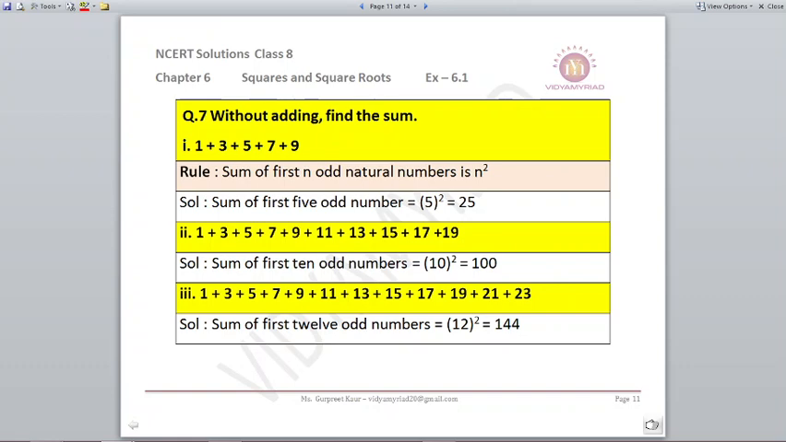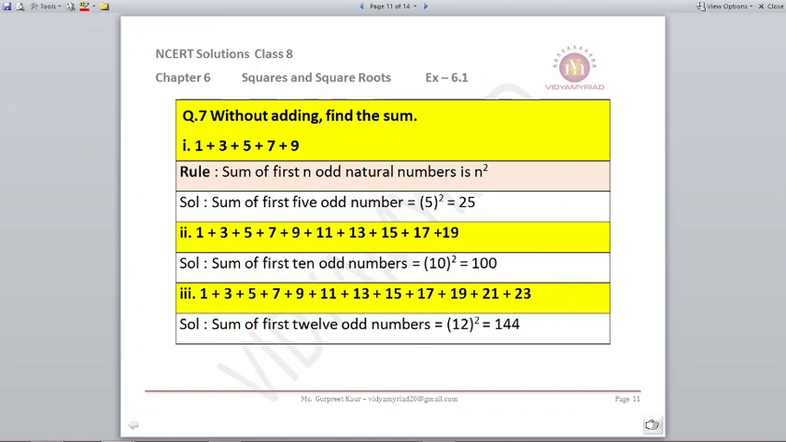And the formula to find their sum is, we will just square the number of terms. That means total numbers are 5. We will do 5 square. So their sum will be equal to 25.